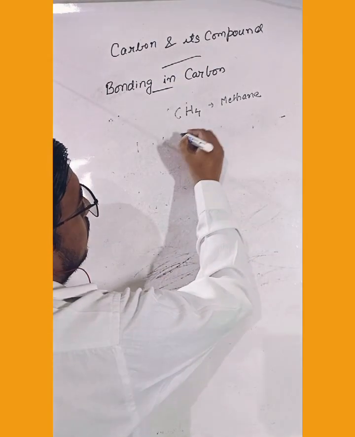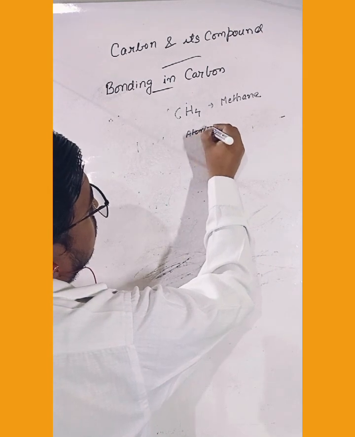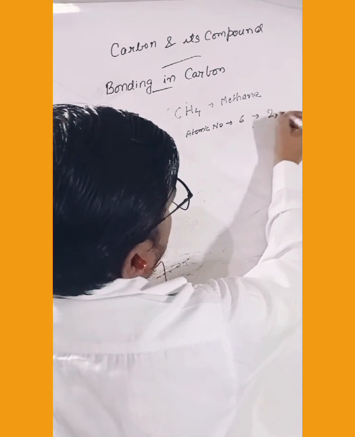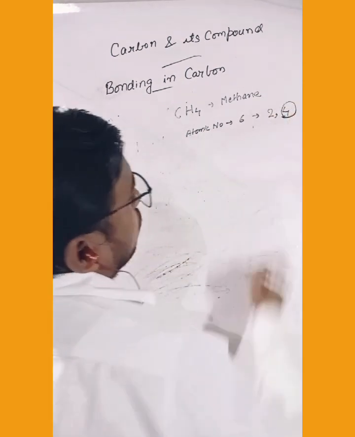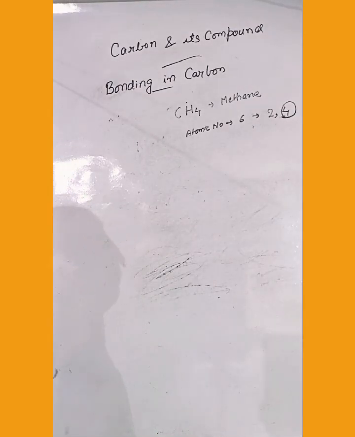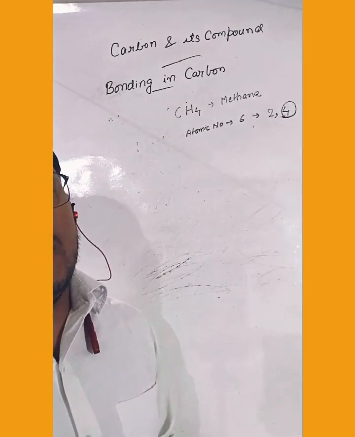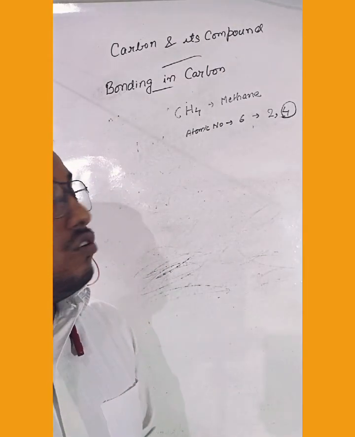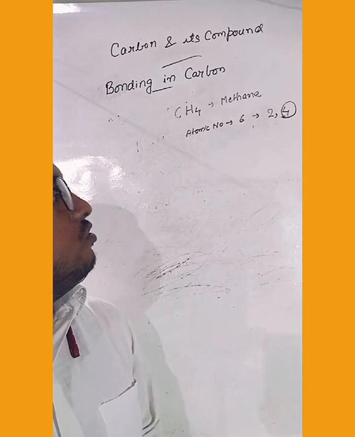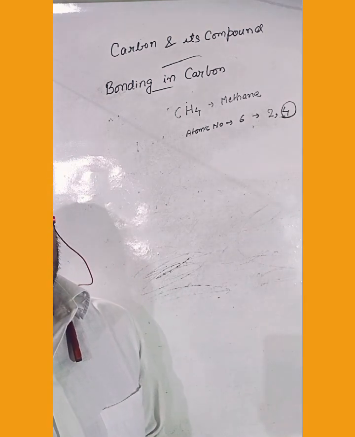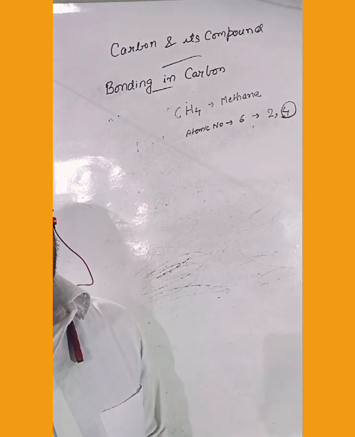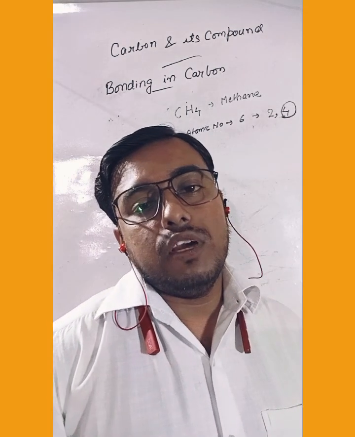As you know, carbon has atomic number 6, so its electronic configuration will be 2,4. It is going to have 4 electrons in its valence shell. To form an ionic bond, it would have to lose 4 electrons, or gain 4 electrons. It is not possible for carbon to do so. This is the reason it forms covalent bonds.